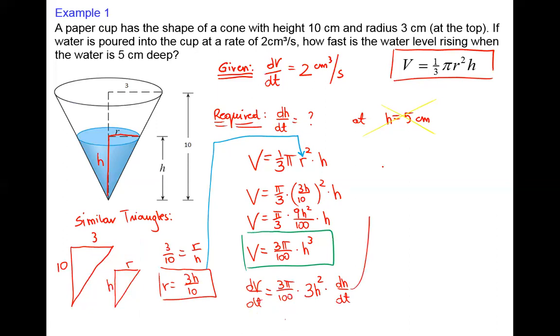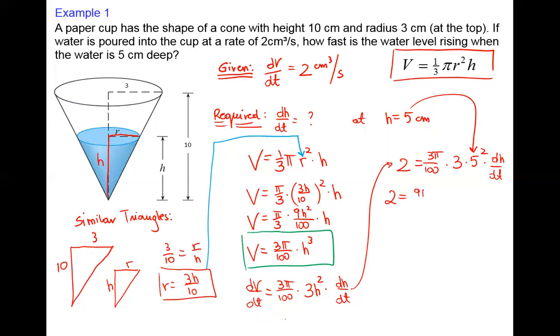Let me write everything here. dV/dt is 3π over 100. And now h, I'm looking for dh/dt at the moment that h is 5. 5 squared. Now I can uncover and I'm substituting 5 instead of h. And dh/dt. Let's simplify.